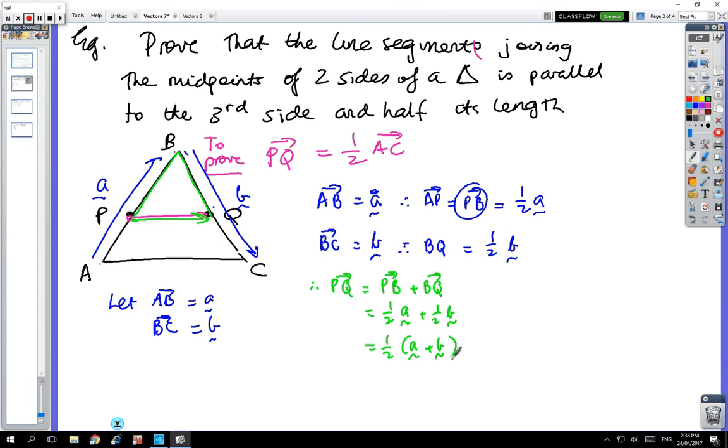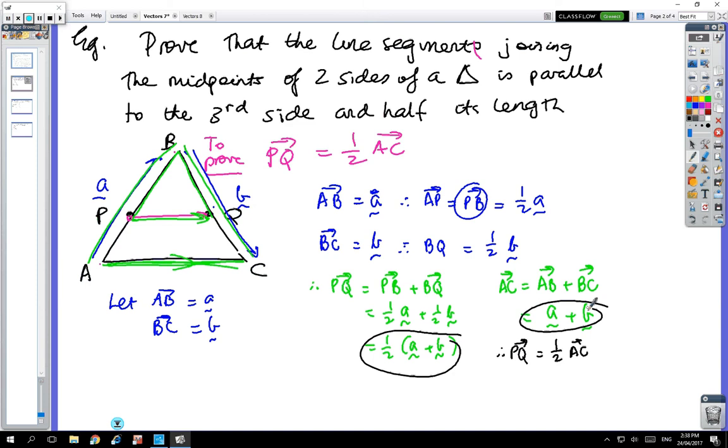And the question is, how do you get from A to C? Well, to get from A to C, you go up and you go down. So AC equals AB plus BC, which is A plus B. And so now we've got our proof. Therefore, PQ equals a half of AC, because we've got half the formula. That's A plus B, that's A plus B, we've got half. It's half its length and it's parallel, so that's QED.